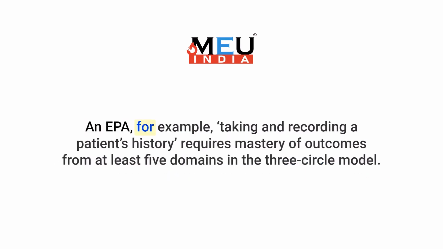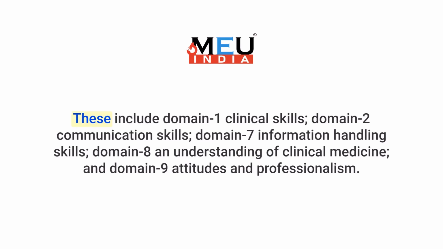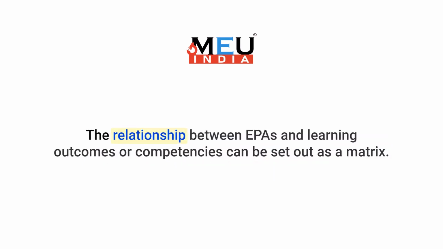An EPA, for example, taking and recording a patient's history, requires mastery of outcomes from at least 5 domains in the three-circle model. These include Domain 1 clinical skills, Domain 2 communication skills, Domain 7 information handling skills, Domain 8 understanding of clinical medicine, and Domain 9 attitudes and professionalism. The relationship between EPAs and learning outcomes or competencies can be set out as a matrix.